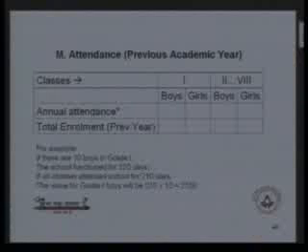On the last page of the data capture format, we are asking about the annual attendance of students for the previous academic year, not the current academic year. That is, we are asking class wise, gender wise: how many total students, boys and girls, were present during the previous academic year? The method of calculating this annual attendance is already given in your data capture format, and the clarification also will be given at the state level.